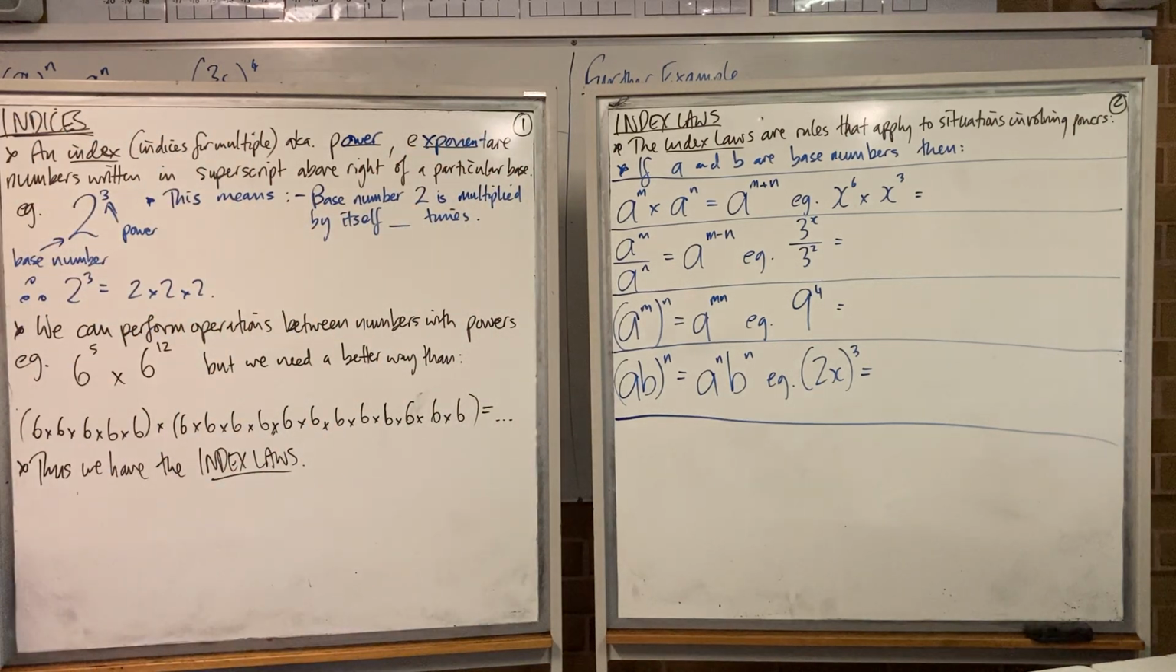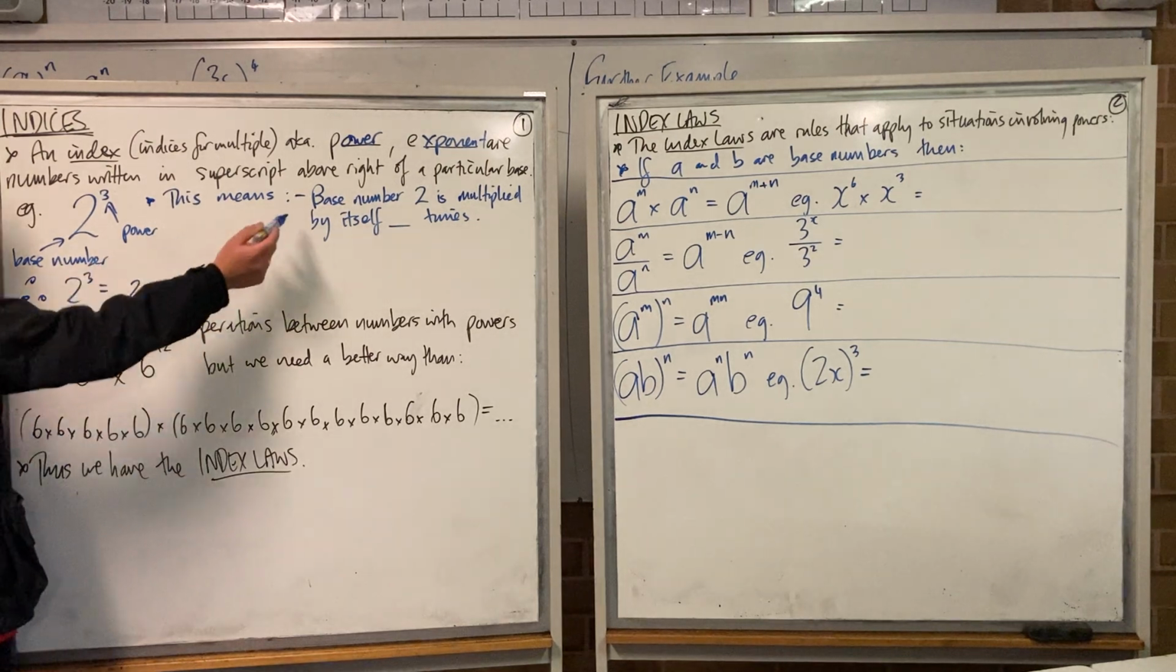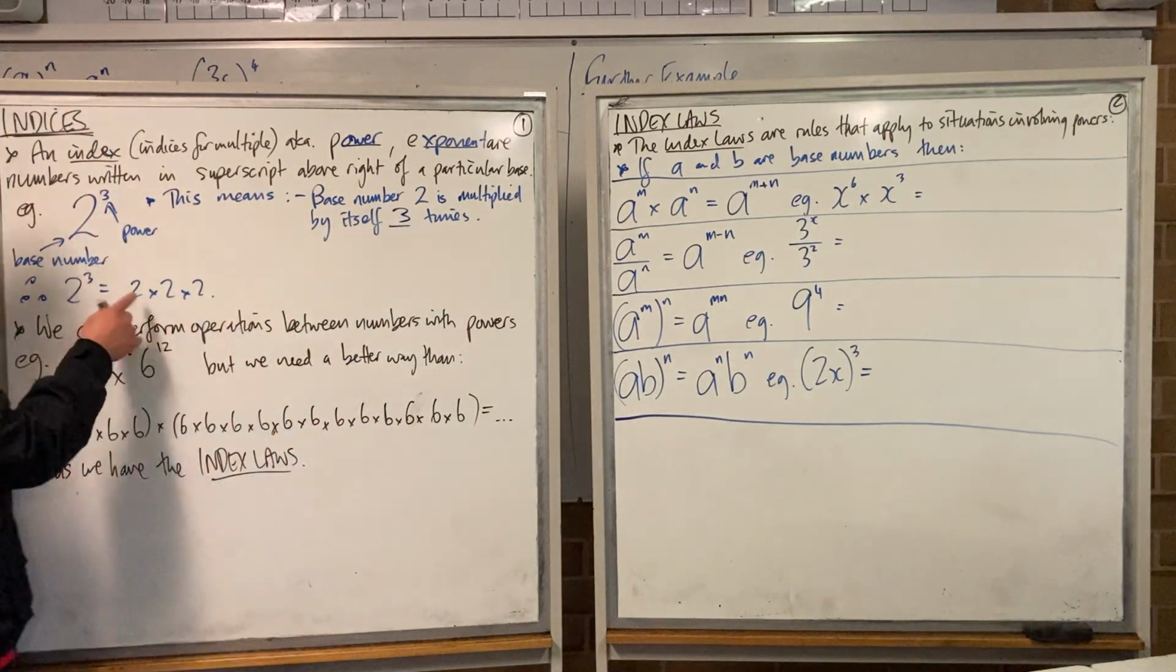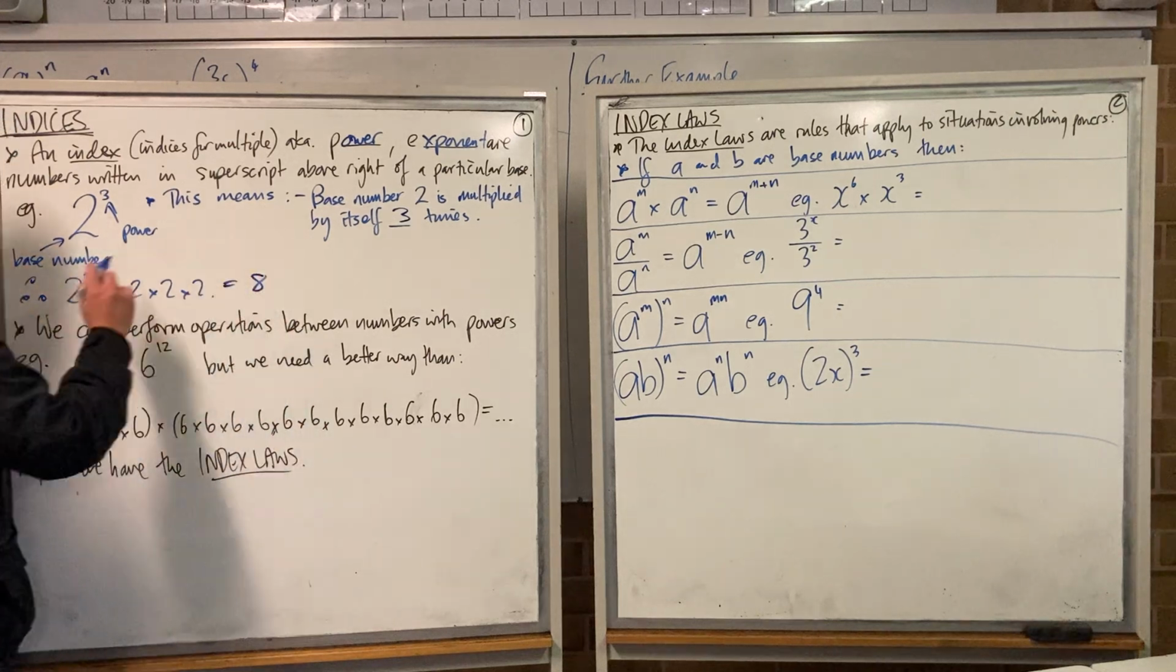Numbers written in superscript. So small writing above right of a particular base. The base number is written as normal text size. So here, the base number is normal size. The power is top right, in smaller writing. What does this mean? This means that the base number 2 is multiplied by itself how many times? 3. 2 times 2 times 2 is 8.